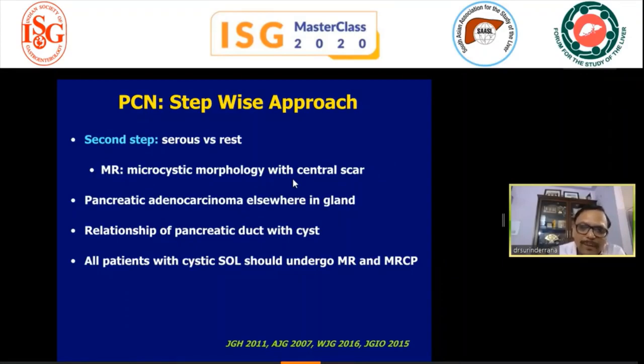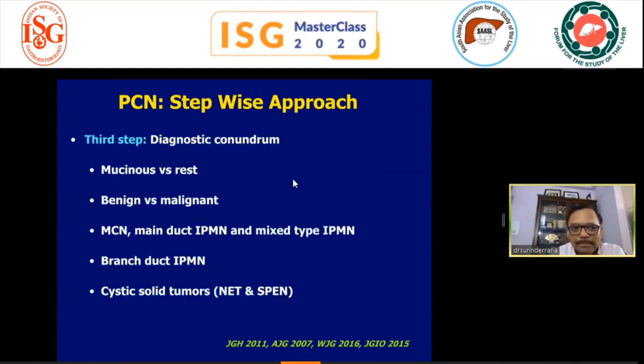You do an MR. MR is going to show you a microcystic morphology. You can diagnose it as a serous tumor, serous cystadenoma, and the rest will come into a different category. It will also tell you whether there is any coexisting mass lesion anywhere else in the pancreas. It can document the relationship of the pancreatic duct with the cyst. And therefore, all patients with a cystic space occupying lesion of the pancreas should undergo MR and MRCP.